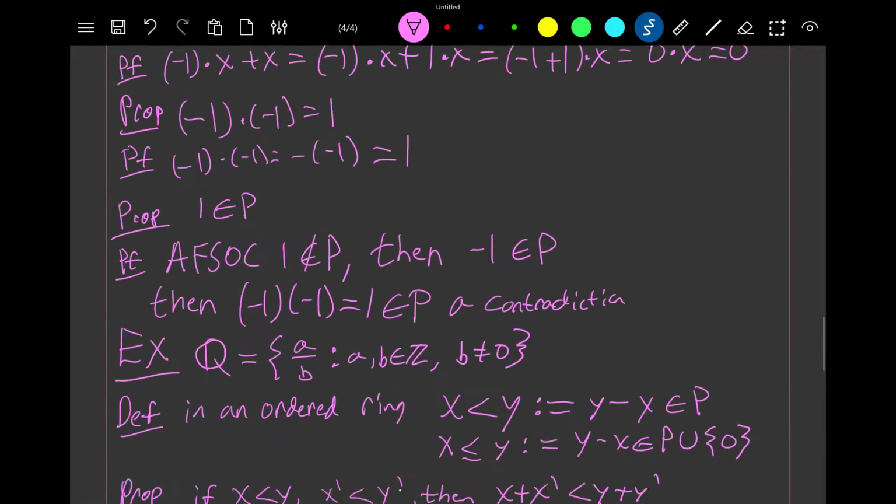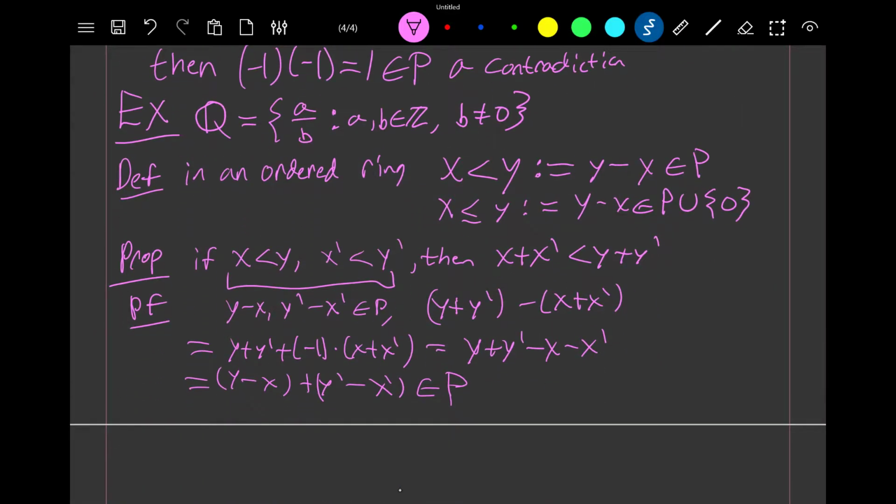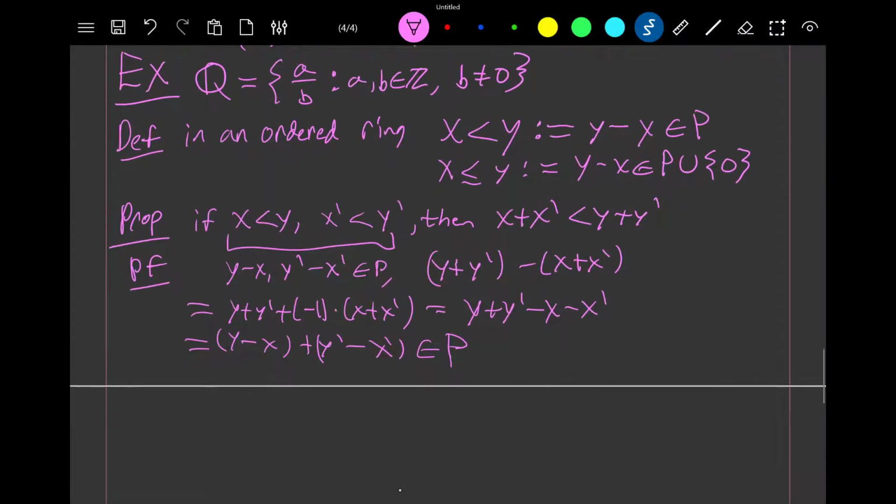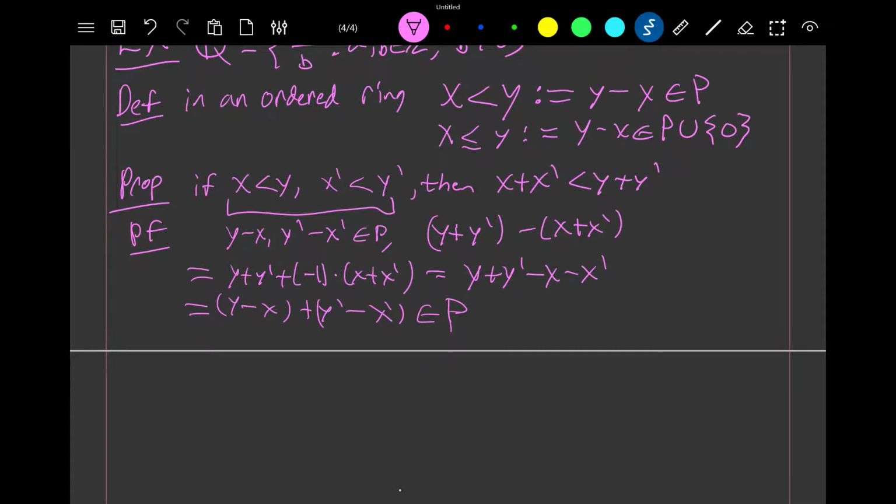So yeah, that is one way to get positive numbers, or that just shows that if you add two bigger things, then the sum is greater than the sum of the smaller things. Let's see. What else could we prove?